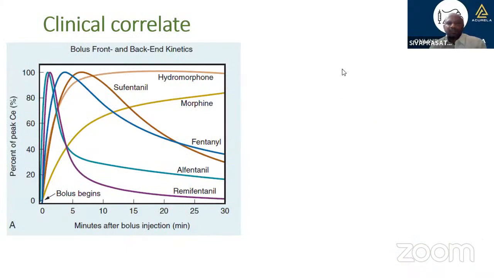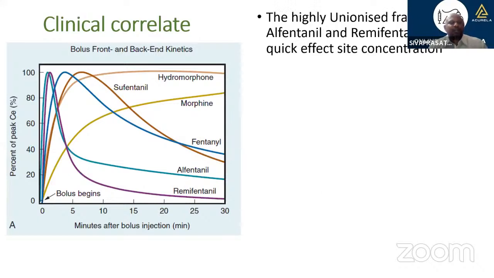Coming to the clinical correlate. Look at this. If you give all drugs together and look at how these drugs achieve high concentrations in the effect site, you can see that the highly unionized fractions of alfentanil and remifentanil allow quick effect site concentrations. So see here, the bolus has started. The first concentration rise will occur only with alfentanil and remifentanil. They increase very highly and produce a rapid effect. So if you want to attenuate the stress response to intubation, these drugs are the best drugs. When you give them together with the induction, alfentanil and remifentanil will produce a good amount of effect and it will quit the area also. So this is how they behave.